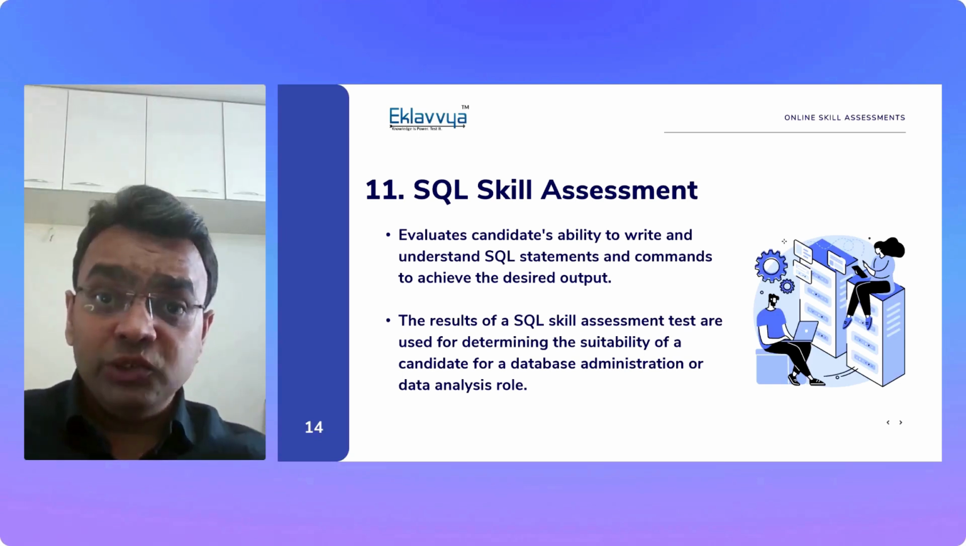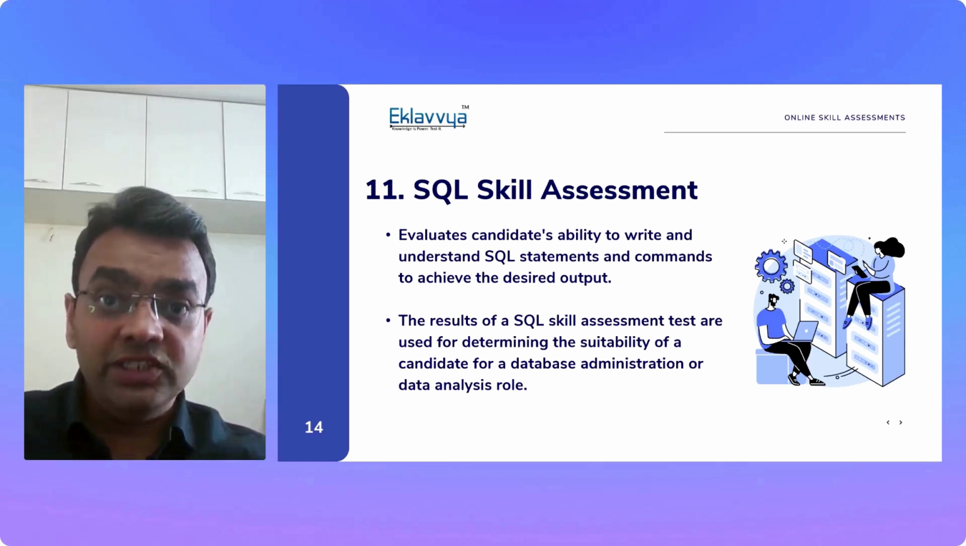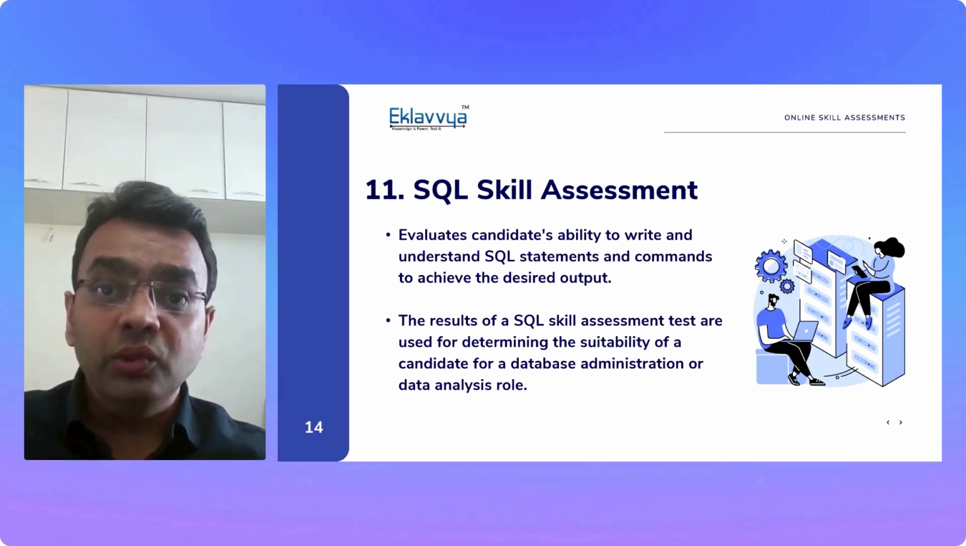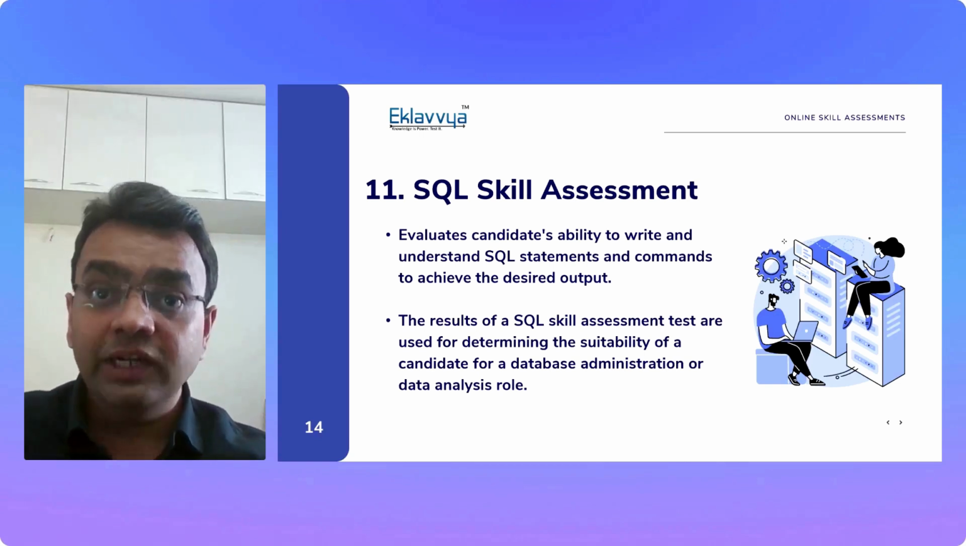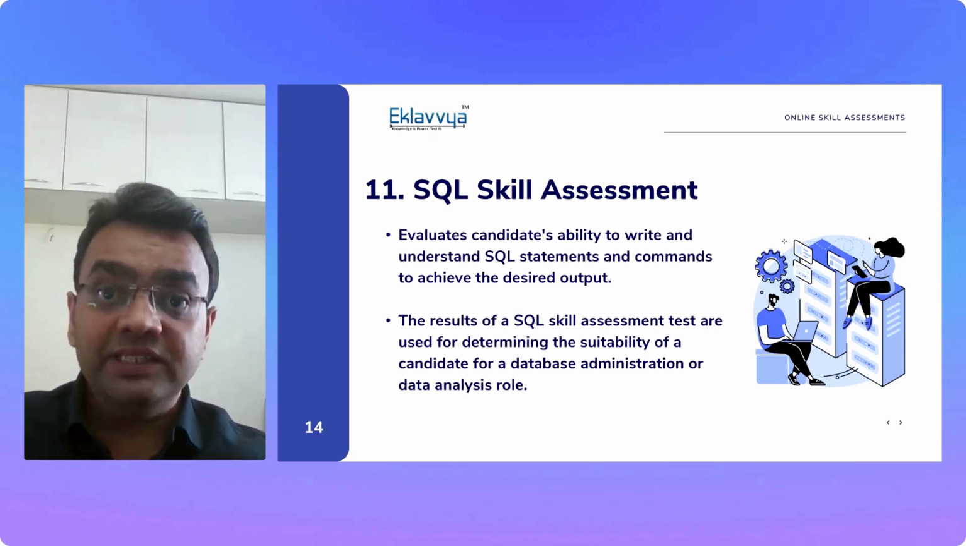So while doing the face-to-face interview of the candidate for various roles like software developer, SQL developer, or database administrator, it is not possible to understand whether the candidate will be able to write complex SQL queries related to inner join, outer join, left outer join, whether the person has decent knowledge related to this database concept.